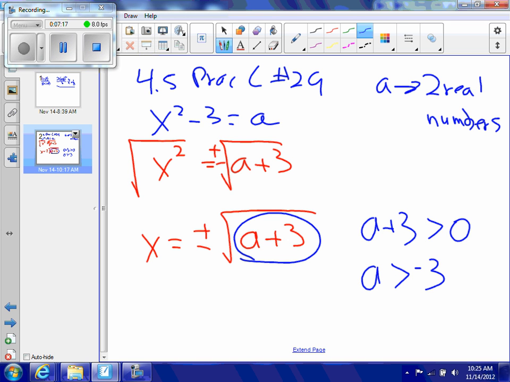Yeah, Cameron. So you don't have to find an equation with x or a, you can just use the a plus 3? Yes. What I had to do here is set it up like this and then take the square root of both sides, because I wanted to make sure that I had two real solutions. Okay?